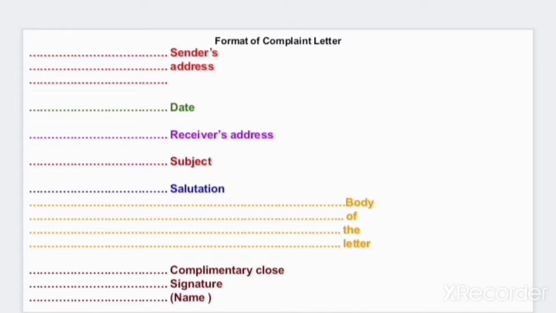Okay, now after the sender's address, what will you do, children? You will leave one line in between. You remember, in formal letters we always leave a line in between, and after that you write your date, and the date would be in extended form, like 2nd of January 2021. The whole thing you have to write, and then again leave one line. Don't forget to leave a line, children.